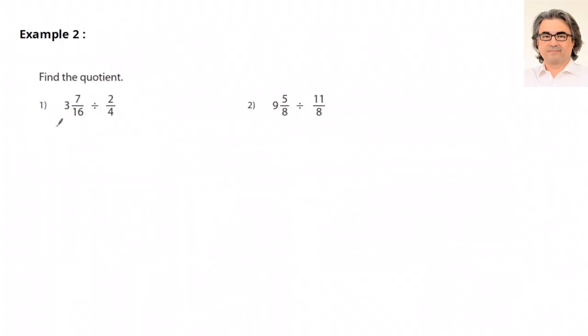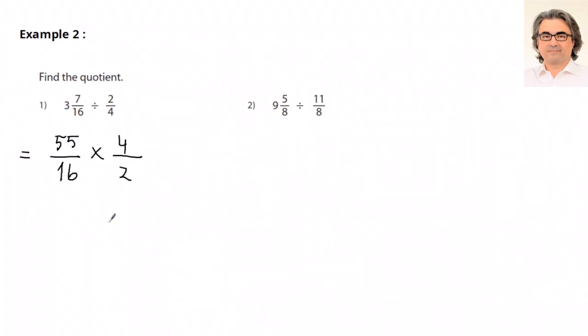Continue with the next page. I have a mixed number for the first question, and I should change this fraction into its improper form. How? It's very easy. Multiply 3 with 16. 3 times 16 is 48. 48 plus 7 is 55. Over 16 times 2.